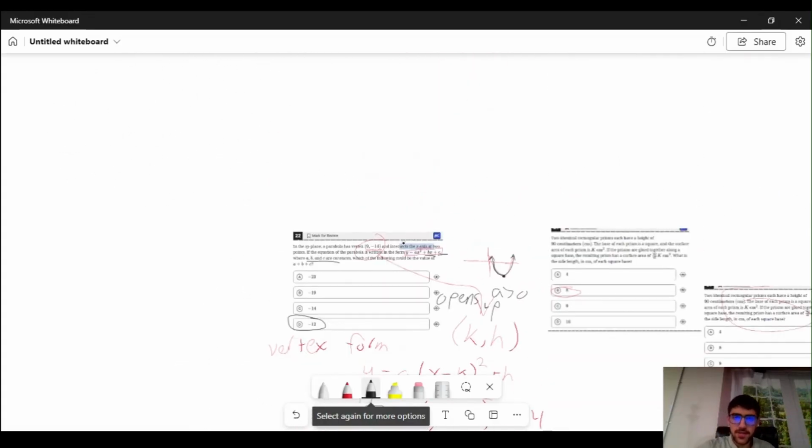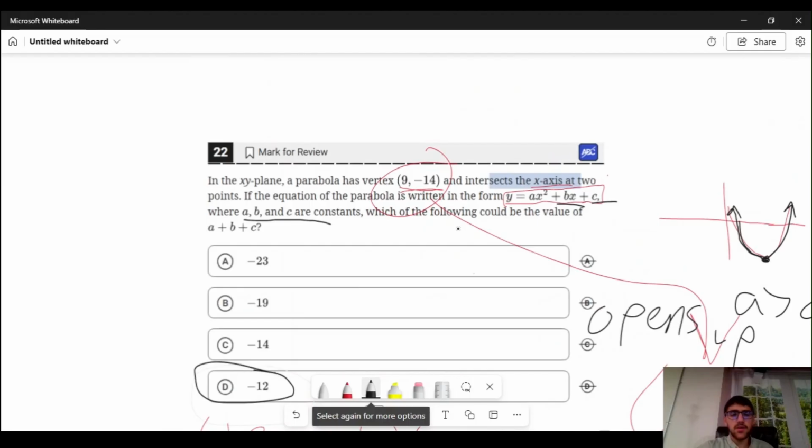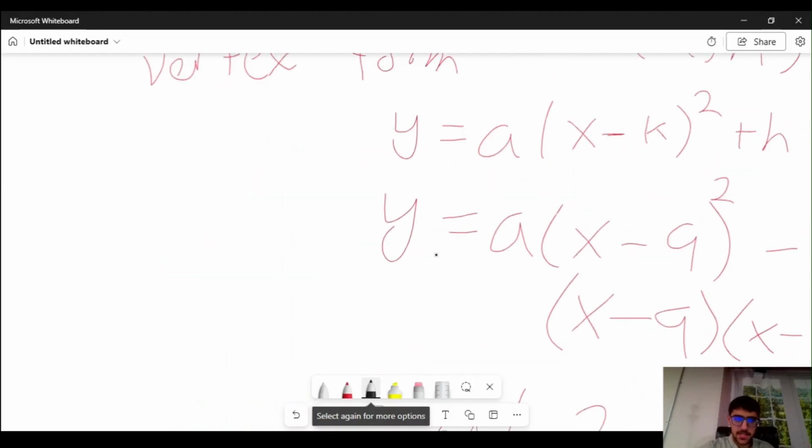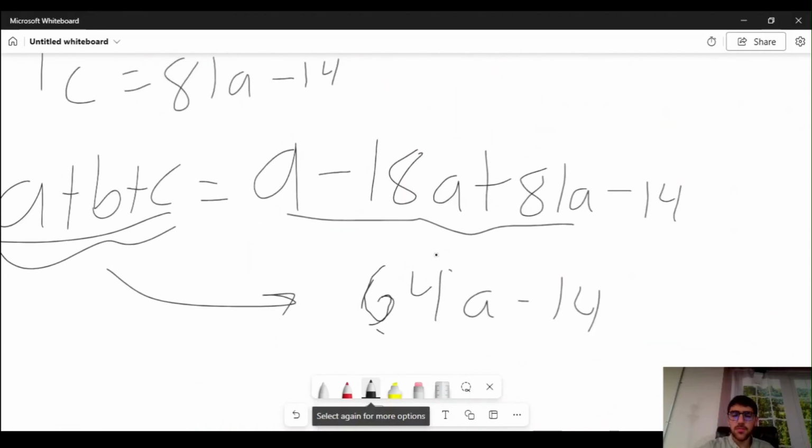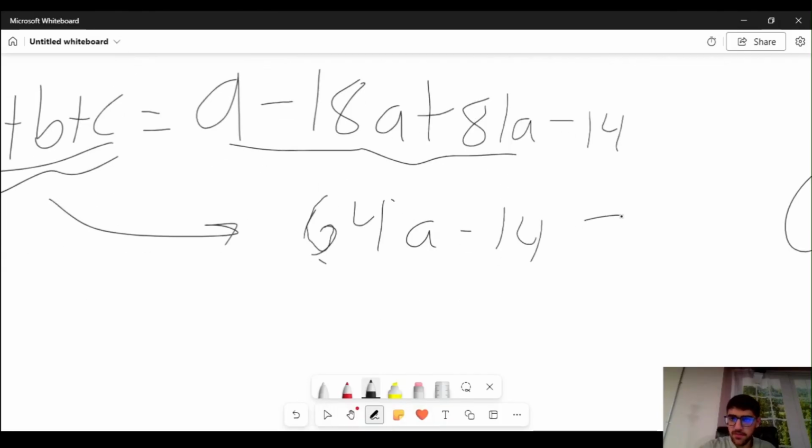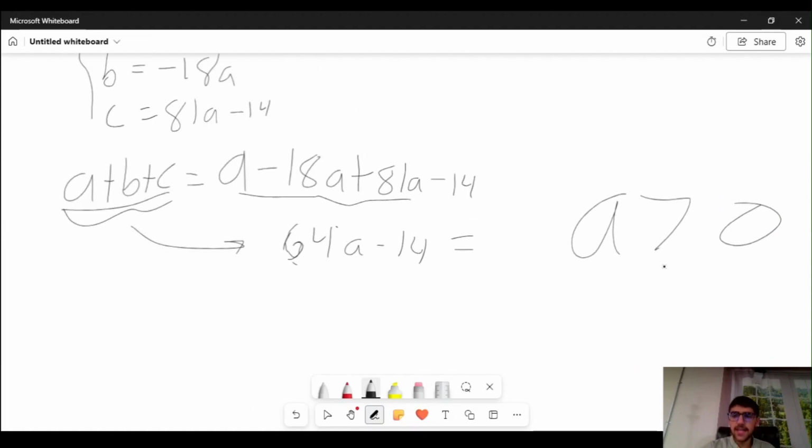So let's go back to the question. What is it asking us for? Which of the following could be the value of a plus b plus c? So which of the answer options could be equal to 64a minus 14? I am told that a is greater than 0. So if a is greater than 0, that means a is always positive.